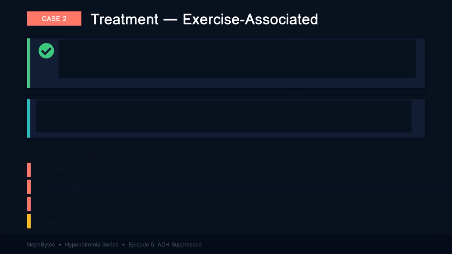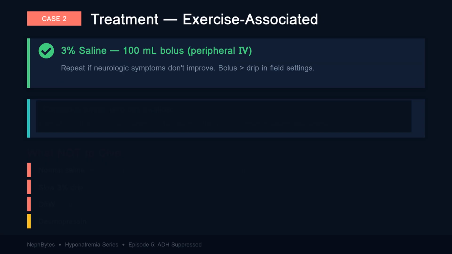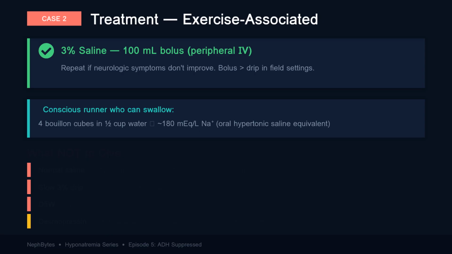The treatment is identical to acute water intoxication. 100 milliliter bolus of 3% saline peripherally. Repeat if neurologic symptoms don't improve. For a conscious runner who can swallow, 4 bouillon cubes dissolved in half a cup of water delivers roughly 180 milliequivalents of sodium per liter, essentially oral hypertonic saline.